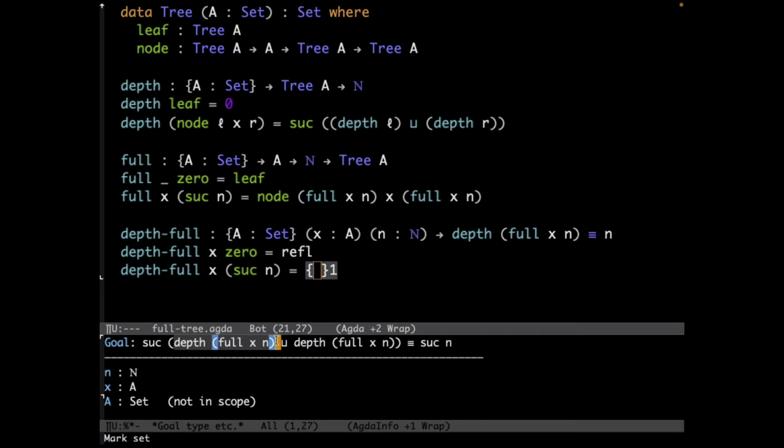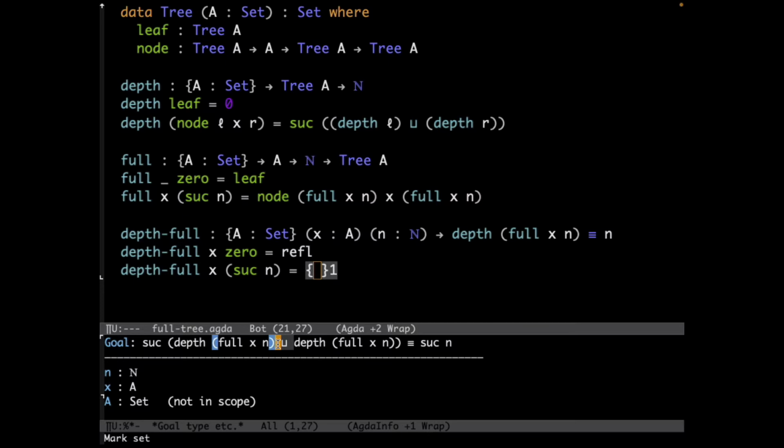My plan is that there are two things I really want to do. I want to replace depth full xn with n by induction hypothesis. That's one thing. But the other one that I see here is that I have the maximum of two equal expressions. The maximum of x and x is x. So there should be a lemma somewhere in the standard Agda library, I hope, that says the max of n and n equals n, and I would also like to use that lemma.